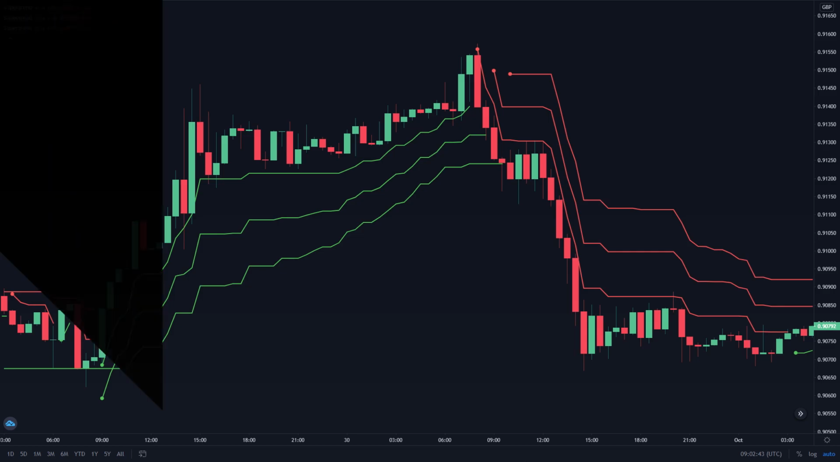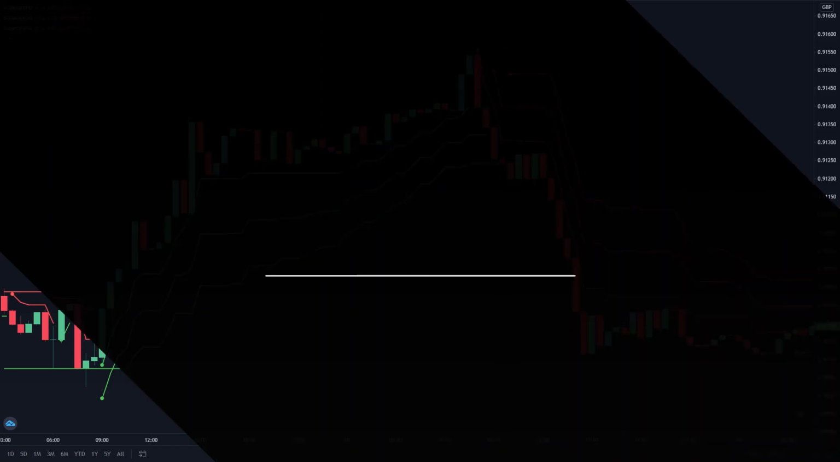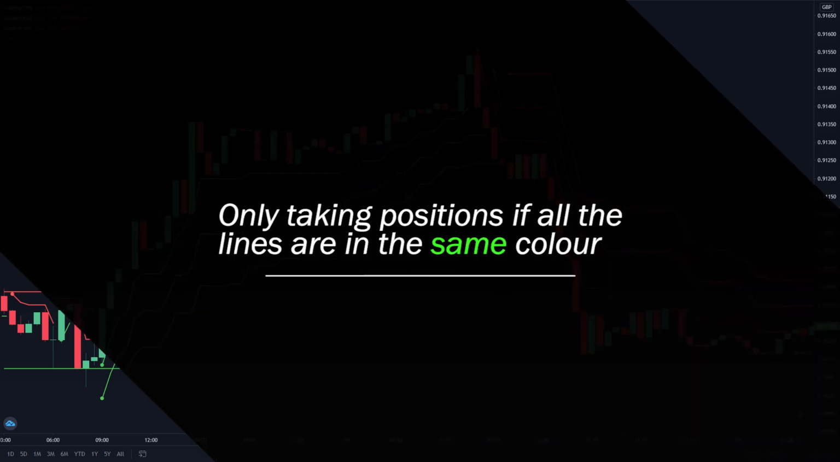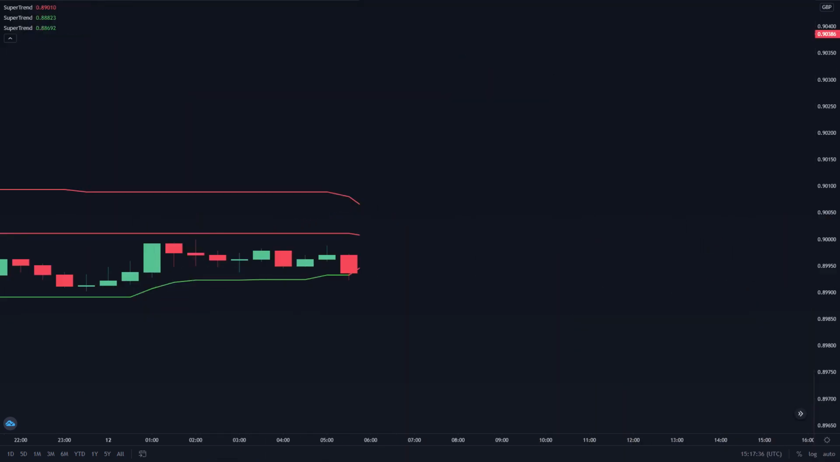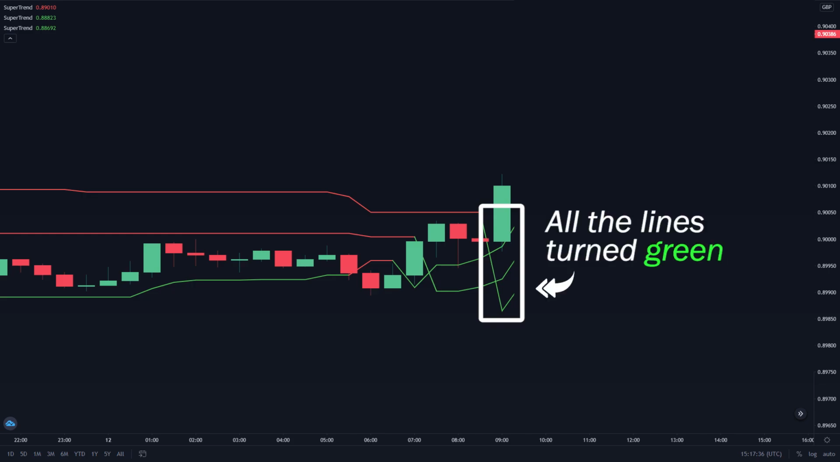So the way we use the Supertrend strategy is by only taking positions if all the lines are the same color. For example, in this chart, we can see that the bottom line turned green, but the other 2 lines are still red. So you don't want to take positions yet. Next, you can see at this point, all the lines turned green. And this is where you want to take a buy position.